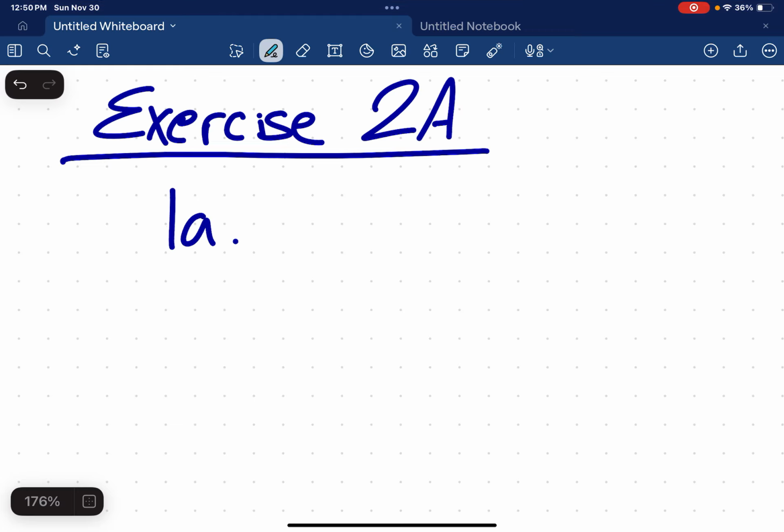1 asks us to determine which of the following relationships are functions. For those that are functions, state the domain and range. For those that are not functions, state the reason why. Okay. Remember the definition of a function. Whenever 1 x can only be mapped to 1 y, so that means if we have 1, the y value for that can only be 2. It can't be 2 and negative 2, something weird like that.